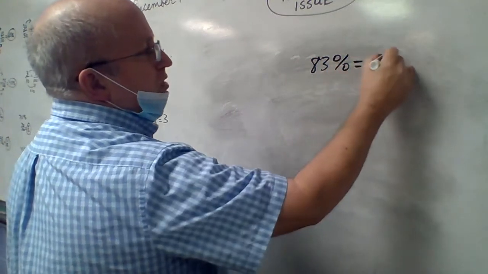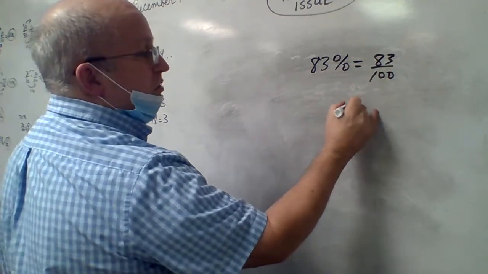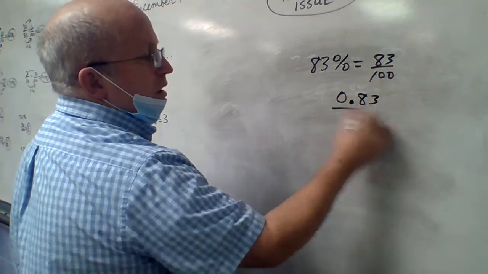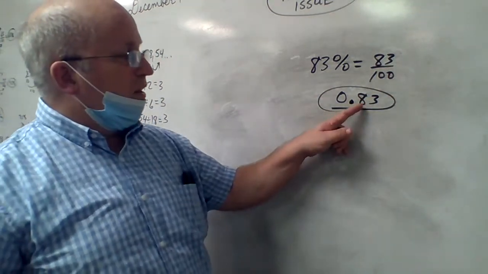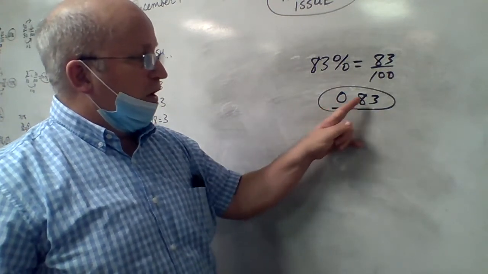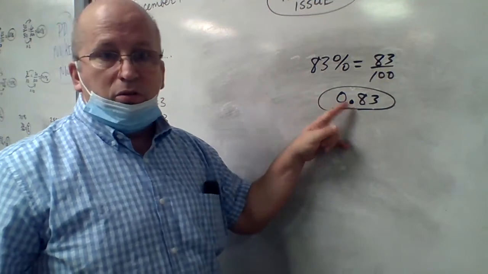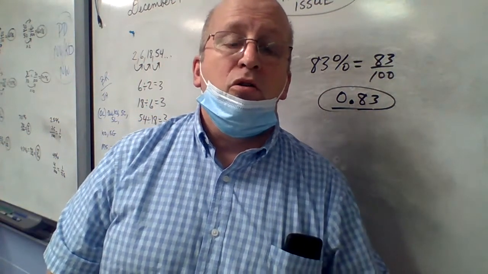Isn't 83% the same thing as 83 hundredths? And isn't that a decimal number? Because I'm filling the hundredths place value. 83 hundredths, 0 and 83 hundredths. So there's our decimal value for 83%. It's really just moving the decimal point 2 places to the left this time.